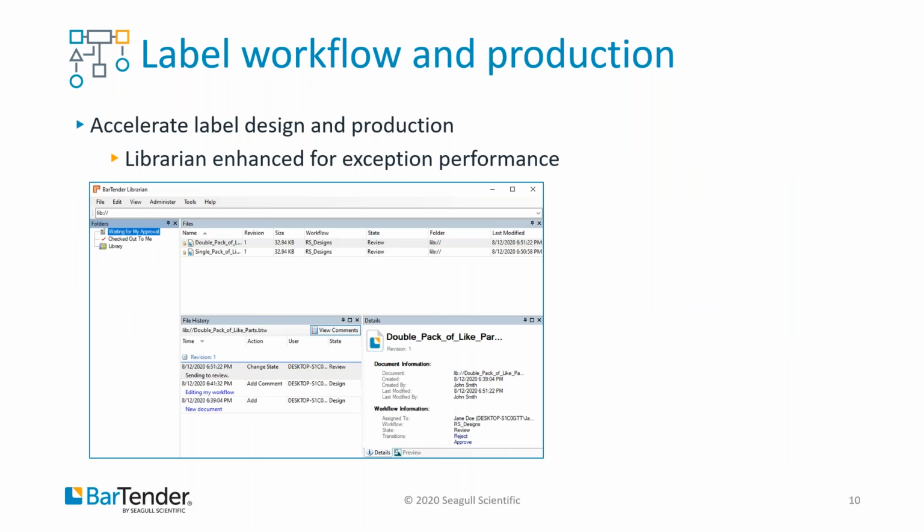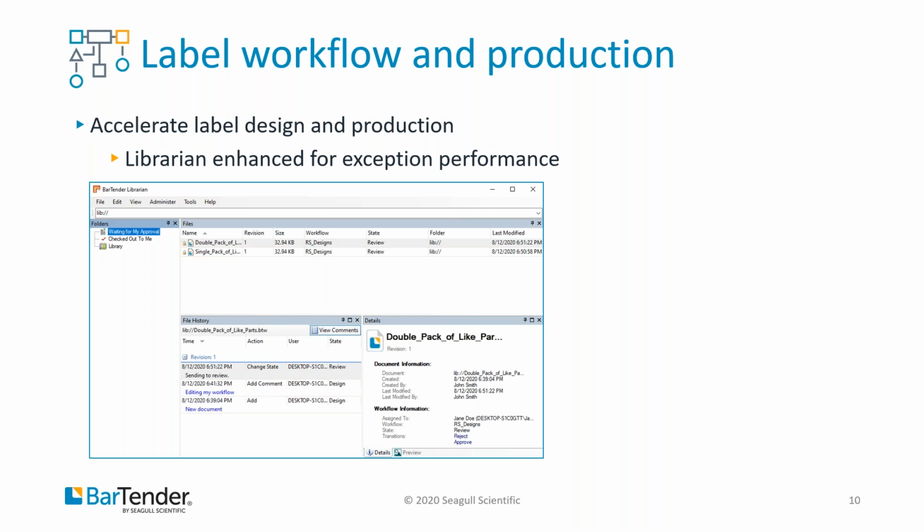The next step is label workflow and production. The Librarian application in our document management system is designed to provide a secure central repository for label templates and documents. Librarian lets a group of label designers, administrators, managers, and other users securely manage the centralized storage, development, and revision of BarTender documents, such as labels and other related files, increasing collaboration.